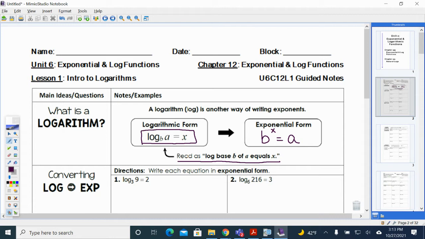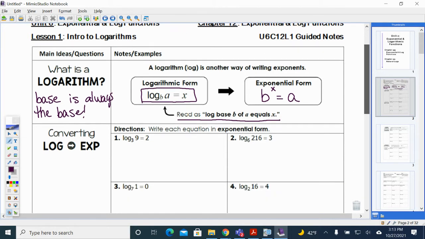If you can remember that the base is always the base. What I mean by that is the base of the log is also the base of the exponent. And the exponent is the answer to the log. So in this first section, it says write each equation in exponential form. The first one says log base 3 of 9 equals 2.